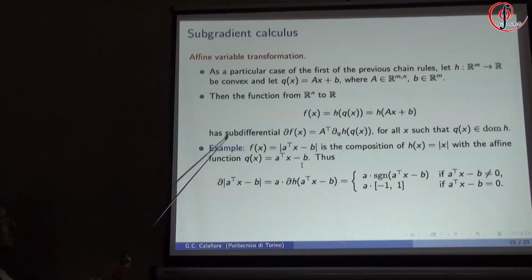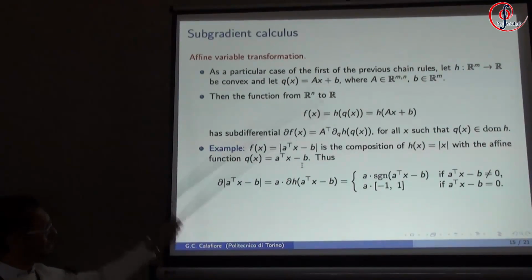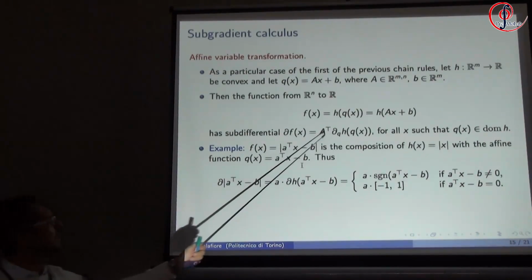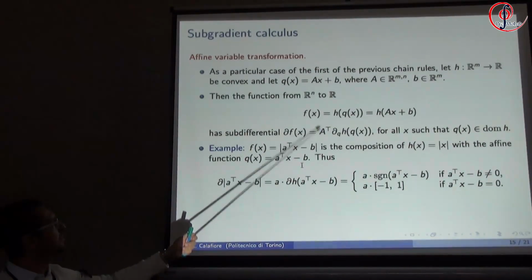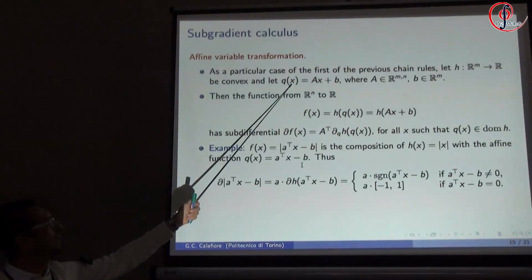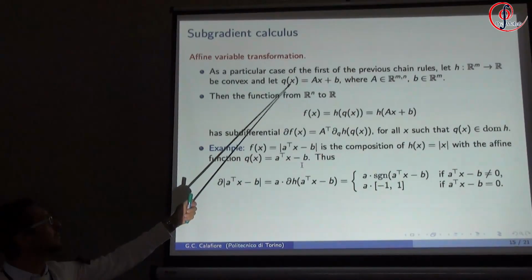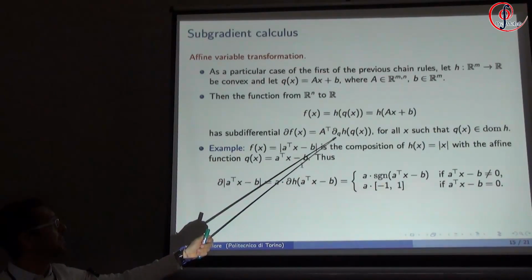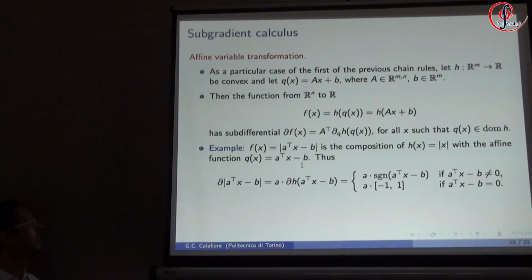And in this case, it's easy to see, by using the previous formulas, that the subdifferential of f is just given by using the Jacobian of this affine transformation, which is A transpose times the subdifferential of h.